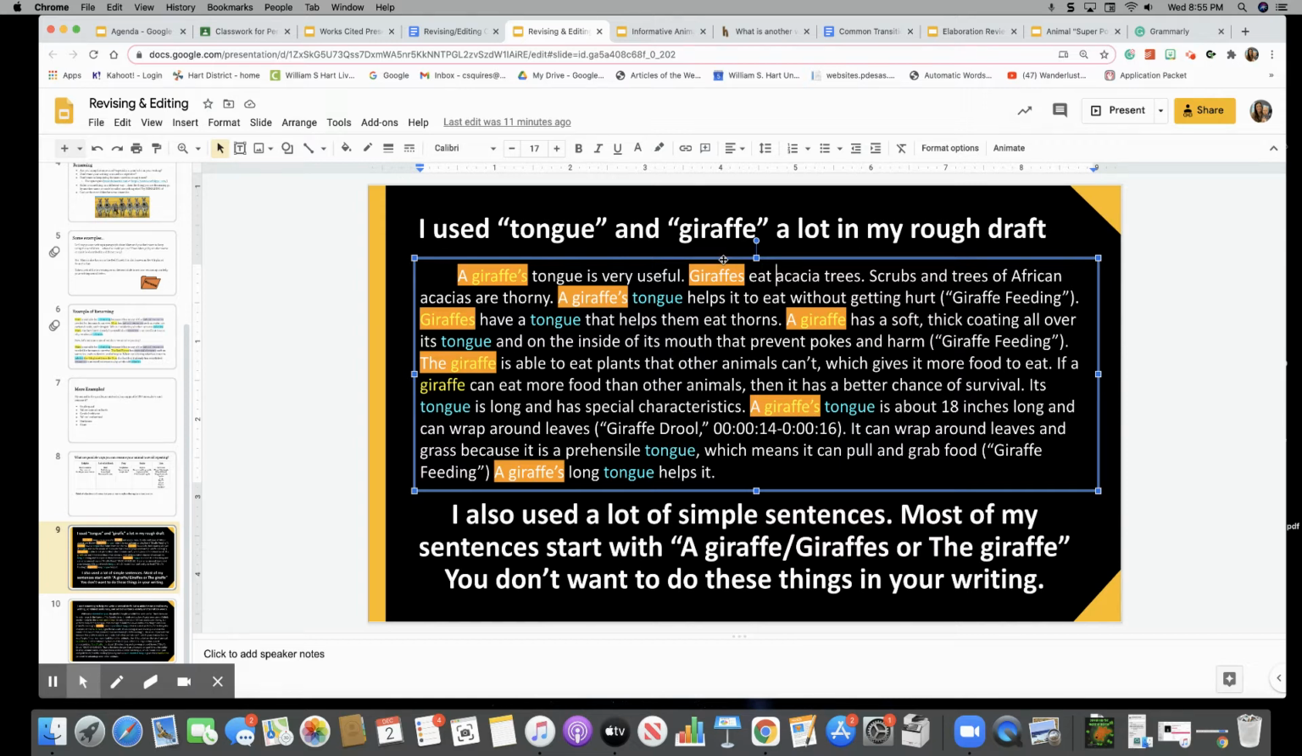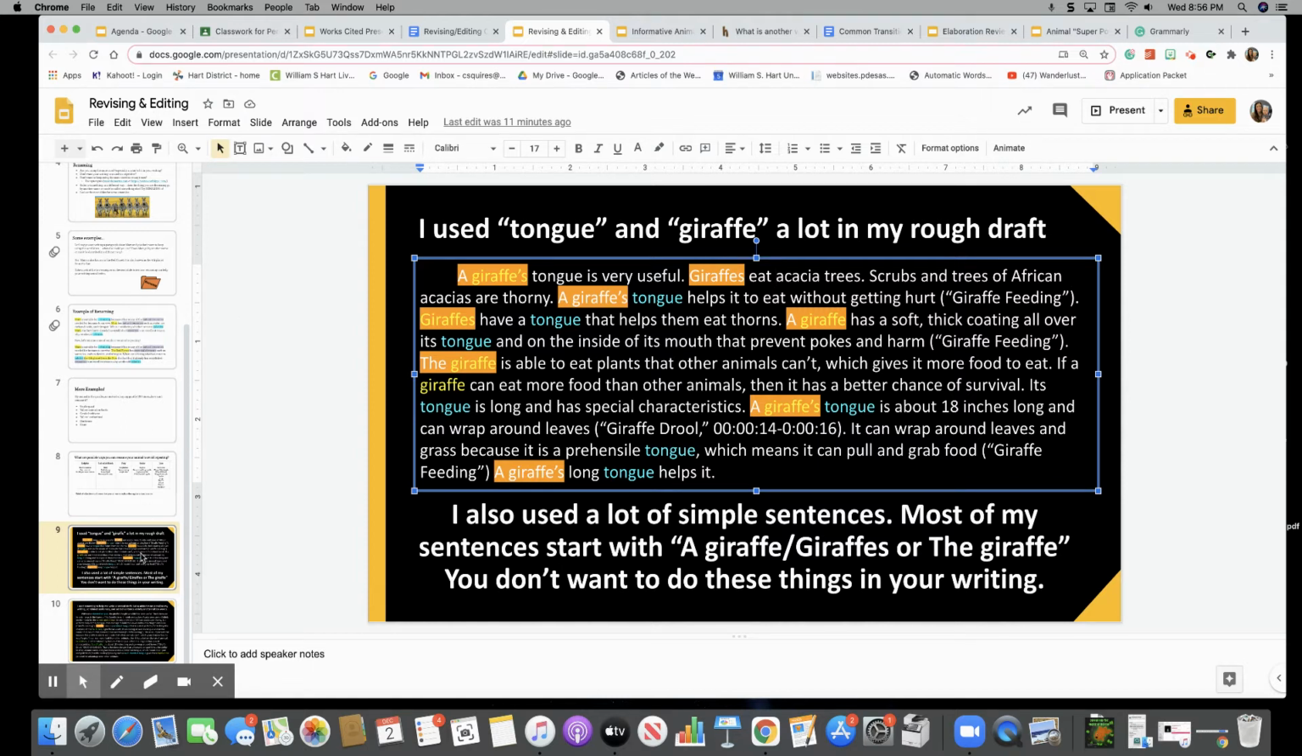If you don't know what a compound sentence is, Google it. If you don't know what a complex sentence is, Google it. Your Quill activities this week and next week and the following week actually all help you with this. But I'm just letting you know you want to avoid just having a bunch of simple sentences.